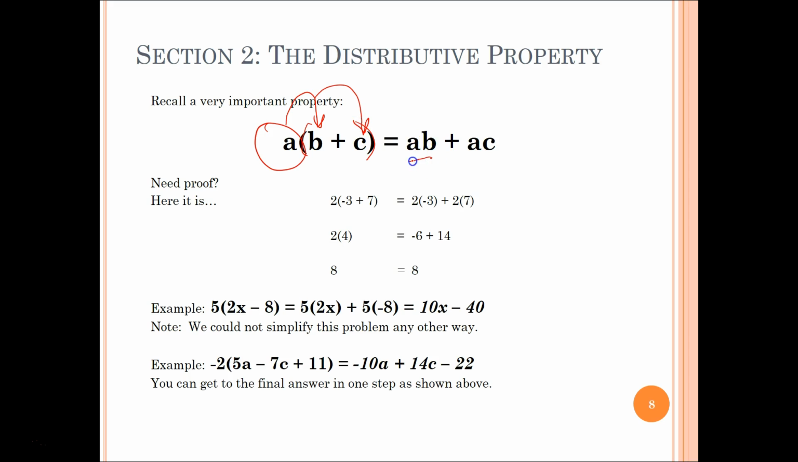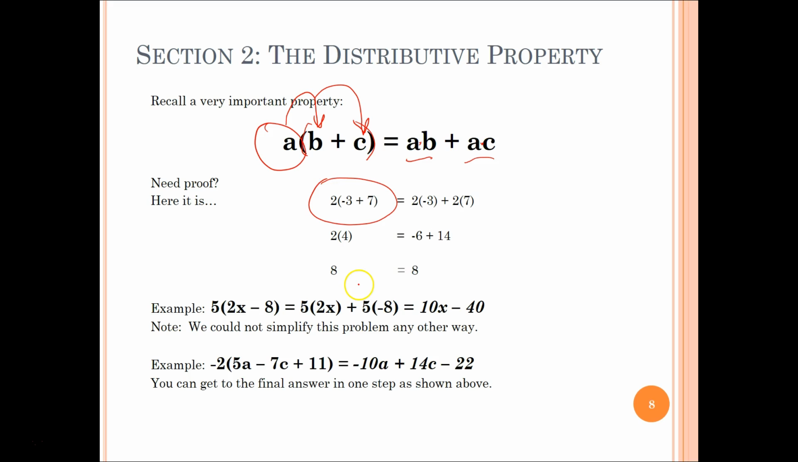Which means we can jump right to this statement. A times the sum of B plus C is equal to A times B plus A times C. So what that allows us to do is remove parentheses when values are grouped together. And you can see that it works here.